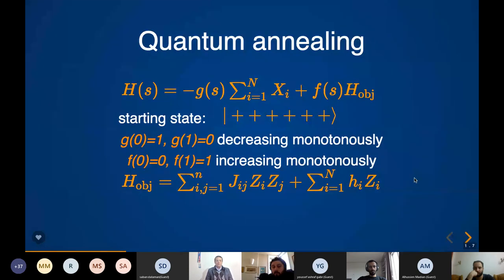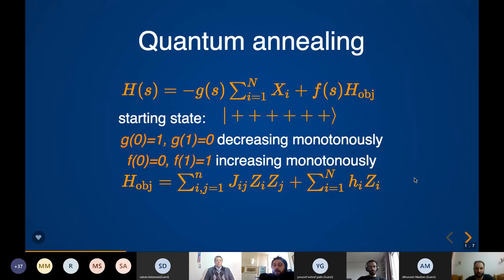And then one can imagine that now we can solve maybe physics problems. How can we solve optimization problems through physics? But this is the idea of quantum annealing.